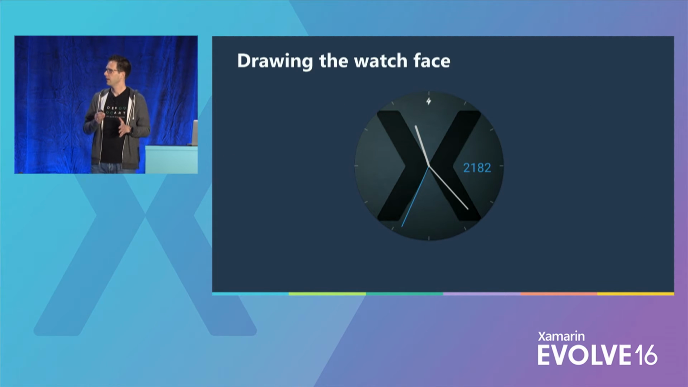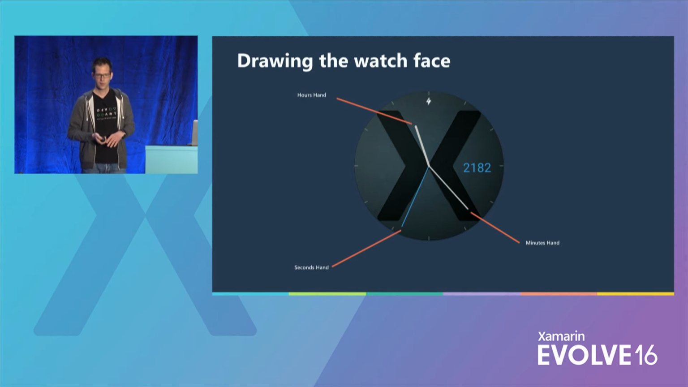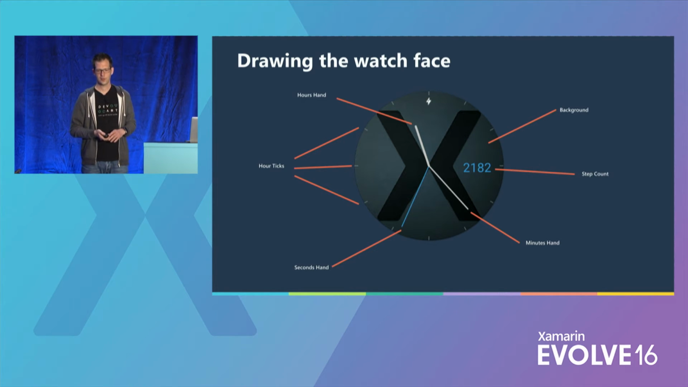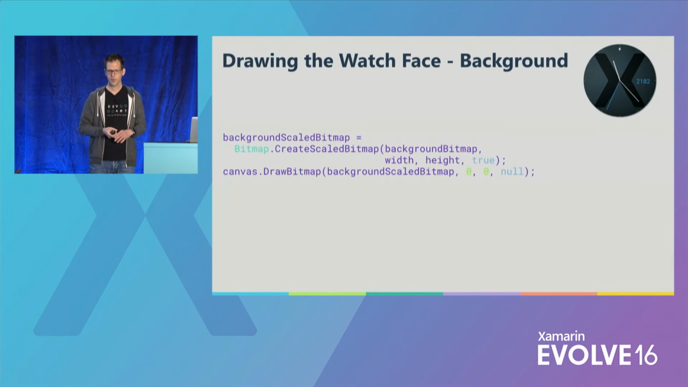Let's look at an example, and this is the watch face that you can build in the mini hack. It has the Xamarin logo in the background, and it displays the time, and it's got a step counter on the 3 o'clock position. So these are the hour hands, the minutes hand, and the seconds hand, the hour ticks, the background, and the step count. In order to draw the background, you just load a resource, and then you just draw the bitmap on the canvas. Just as simple as that. So it's really, really simple.